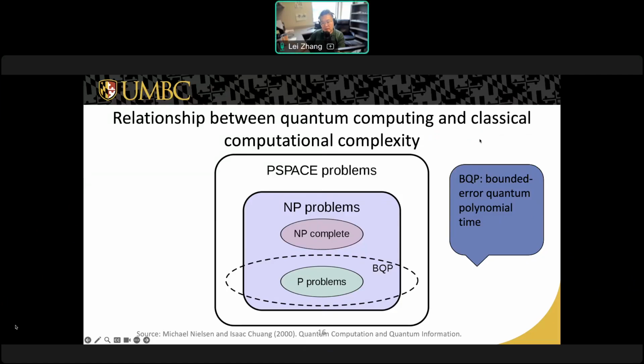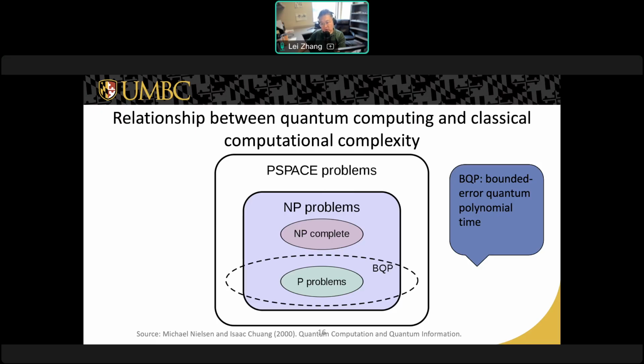Looking at the classical algorithm complexity zoo, we have some problems called P problems. They can be solved very easily in polynomial time by classical computers. We also have some NP problems, which are very hard to solve by classical computers. However, in the area of quantum computing, we have a new complexity class called BQP.